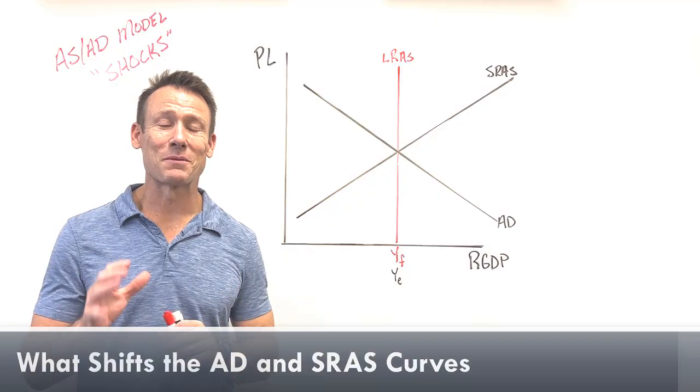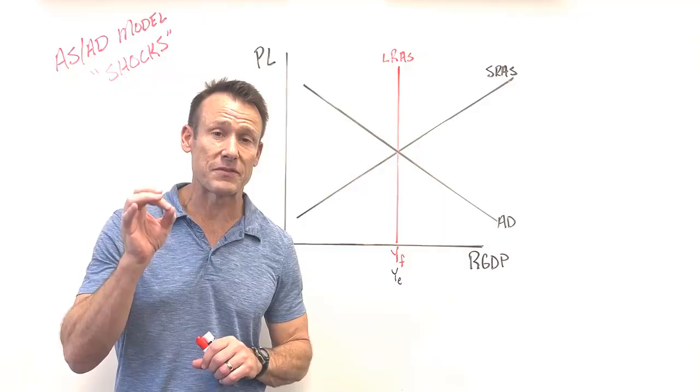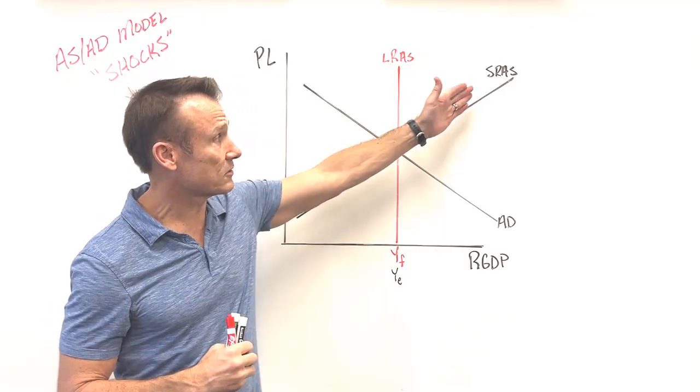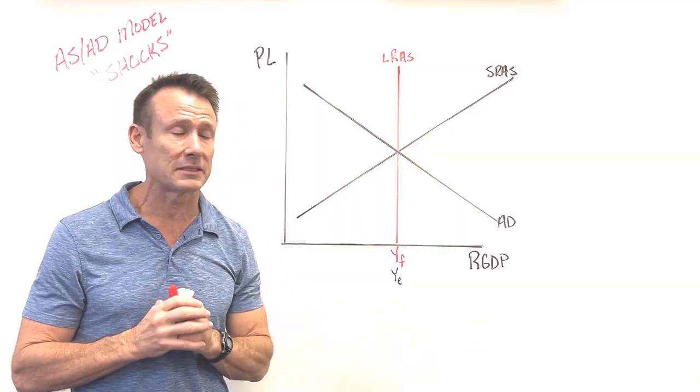Hey guys, in this video we are talking about shocks. We're talking about things that shift the SRAS curve and things that shift the AD curve. Things that shift the SRAS curve are called supply shocks. We can have both positive and negative supply shocks.